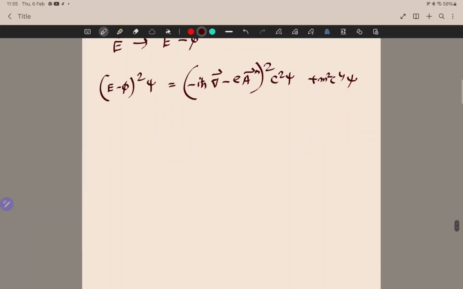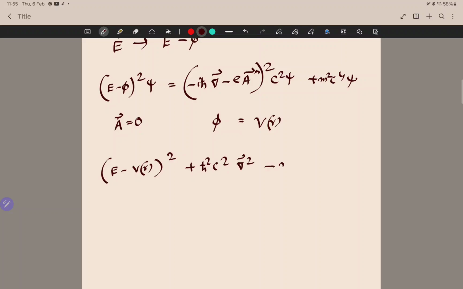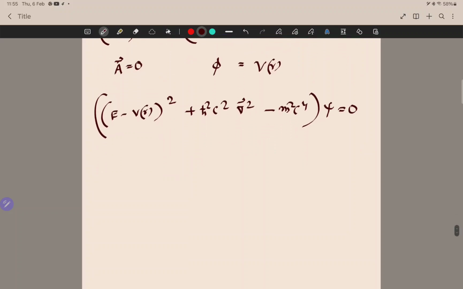We restrict to the case for which A vector equal to 0 and φ equal to V of r, a spherically symmetric potential function. Then the above equation can be written as (E minus V of r) whole square plus ħ² c² ∇² minus m² c⁴, ψ equal to 0. For a stationary state, it can be verified that the operator in equation 18 commutes with the orbital angular momentum. So L is a good quantum number.